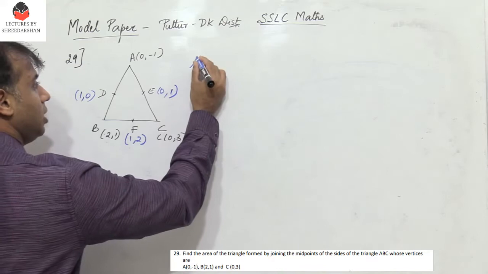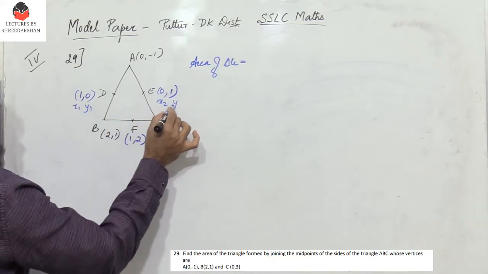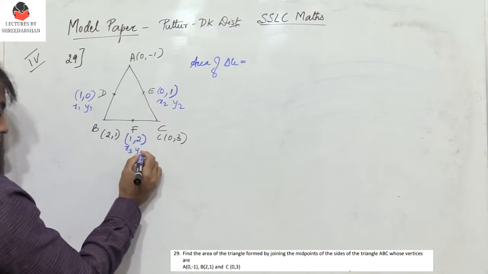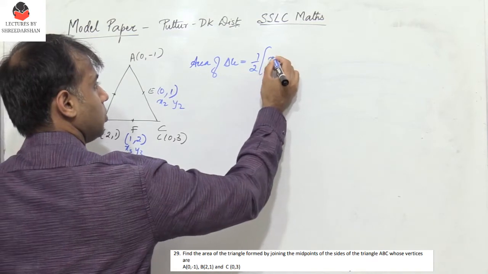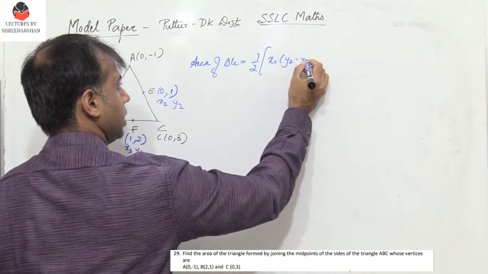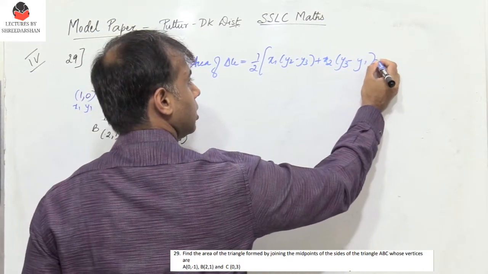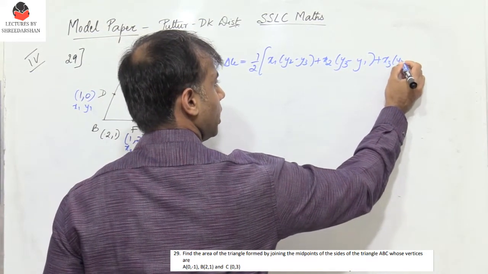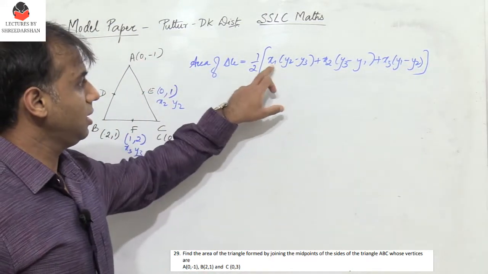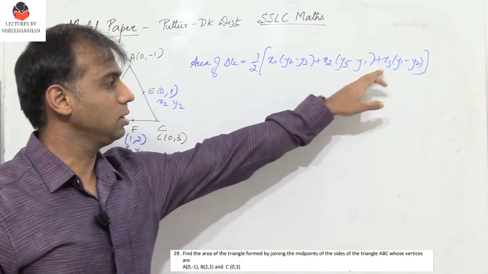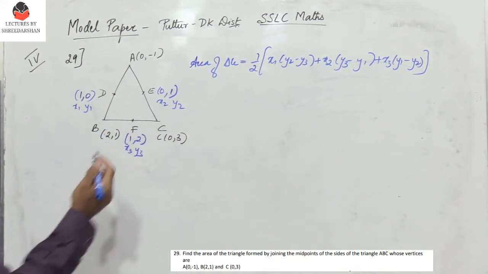So how do you find the area of the triangle? If these are x1, y1, x2, y2, x3, y3, we know that the area of the triangle is given by half into x1 into (y2 minus y3) plus x2 into (y3 minus y1) plus x3 into (y1 minus y2). Now how do you remember this? They are all in cyclic order: 1, 2, 3, 2, 3, 1, 3, 1, 2. So now substitute the values of x1, x2, x3 and so on.